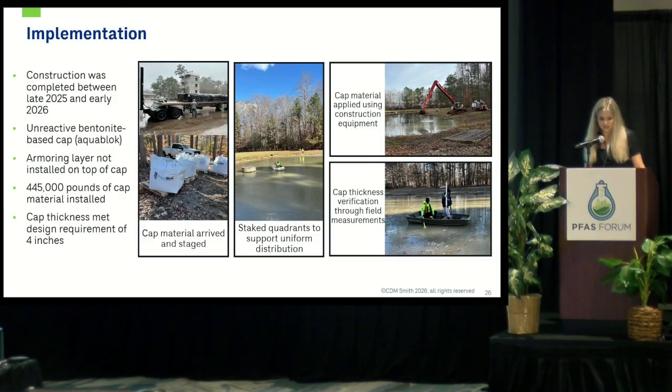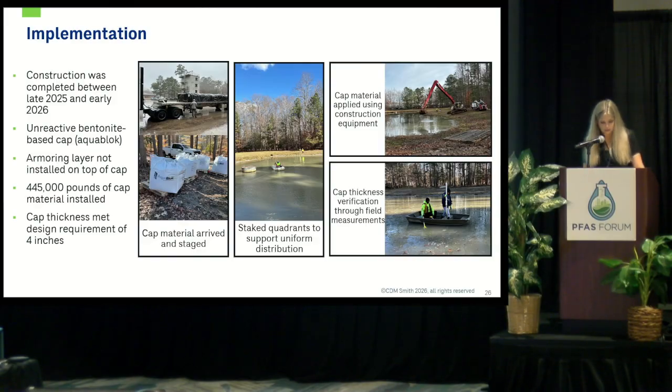Construction was completed between late 2025 and early 2026, and the photos on this slide show key steps of the implementation. An unreactive bentonite-based impermeable aggregate material was placed directly over soft sediments with a minimum design thickness of 4 inches. Material was not installed on vegetated fringes or above the waterline. No armoring layer was installed as it was deemed unnecessary given the lack of basin activities such as boating or swimming. Also, the cap was installed without dewatering to maintain the sedimentation basin's primary function. Cap thickness was verified through surveyed elevations and physical coring and probing.